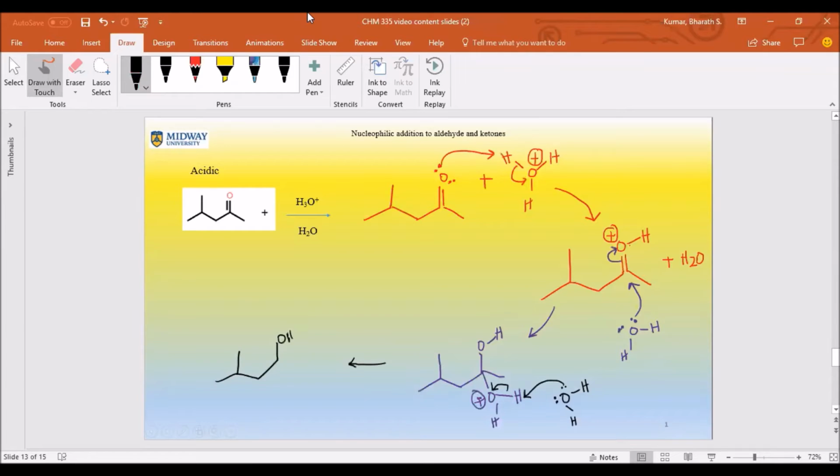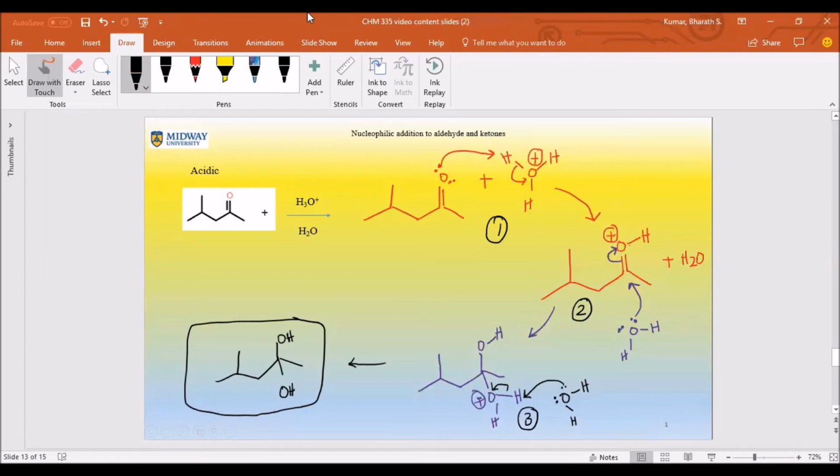So this is OH. This is also OH. So whether it's acid or base, we are going to get a diol as a product, right? This is the mechanism. This whole thing is the mechanism. So this is step 1. This is step 2. And this is step 3. And then obviously the product is 4.